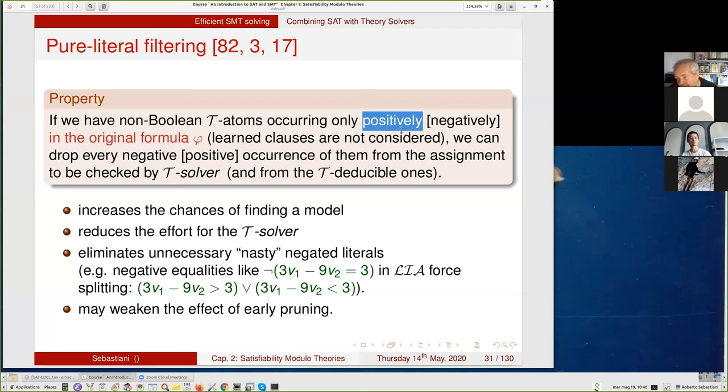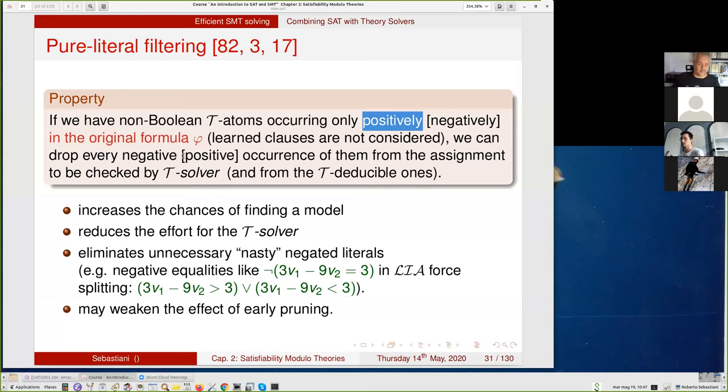Suppose we have this atom, and suppose that during the search the truth assignment assigns this literal false. Or, if an atom occurs negatively and during the search you assign it to true. The typical situation is when this is unit-propagated on learned clauses. When this is the case, you can drop that negated literal, the negation of that atom, from the set of theory atoms that you pass to the theory solver.